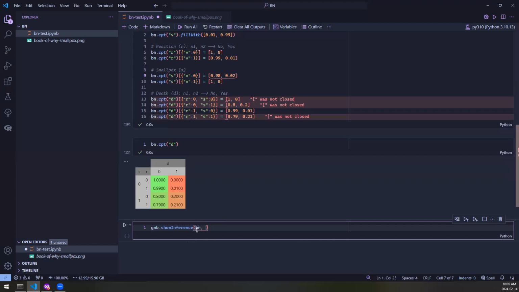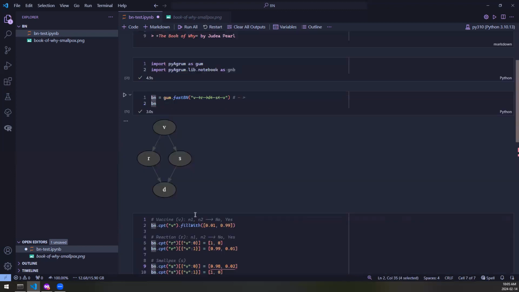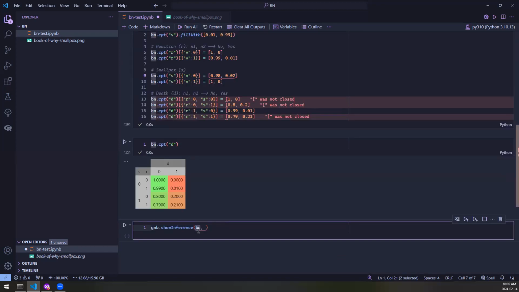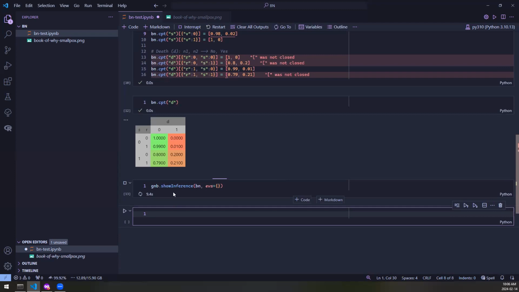One, it's the Bayesian network itself. So the Bayesian network we specified at the very beginning, and then filled the CPTs. And the next variable is the evidence. So this is the EVS variable. Since we are not going to set any evidence right now, we can leave empty curly brackets just like that. Okay. We are not doing inference. We are just asking PyAgrum to show us the Bayesian network that we constructed before. Okay. So it's taking a while, and there we go.